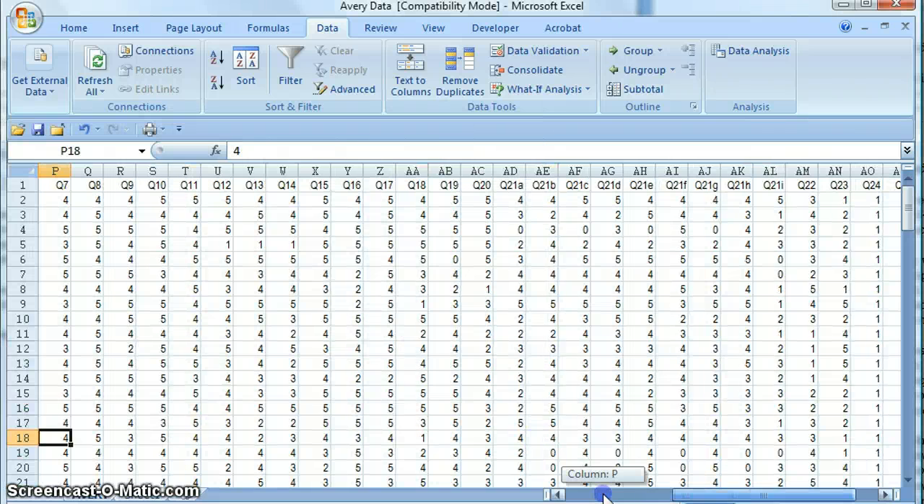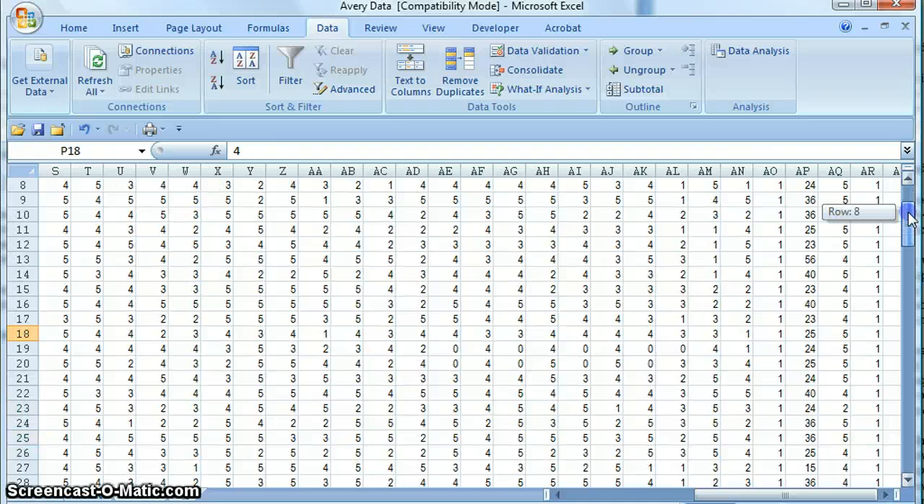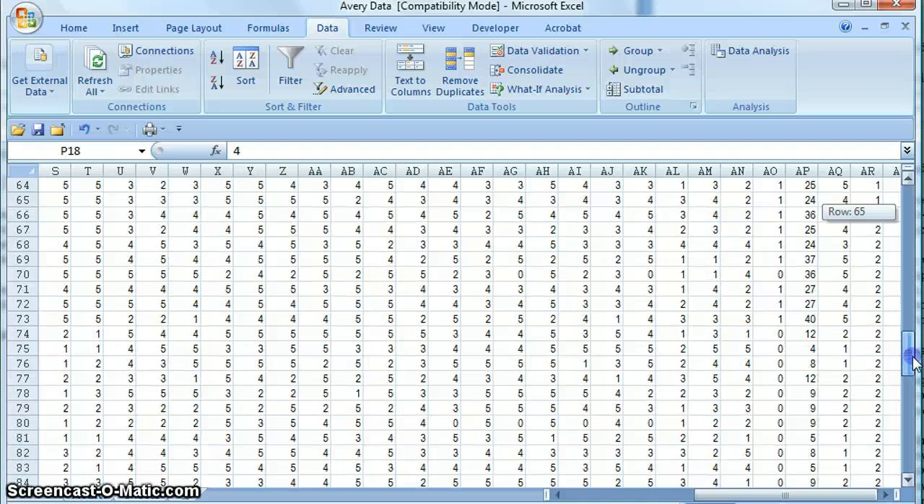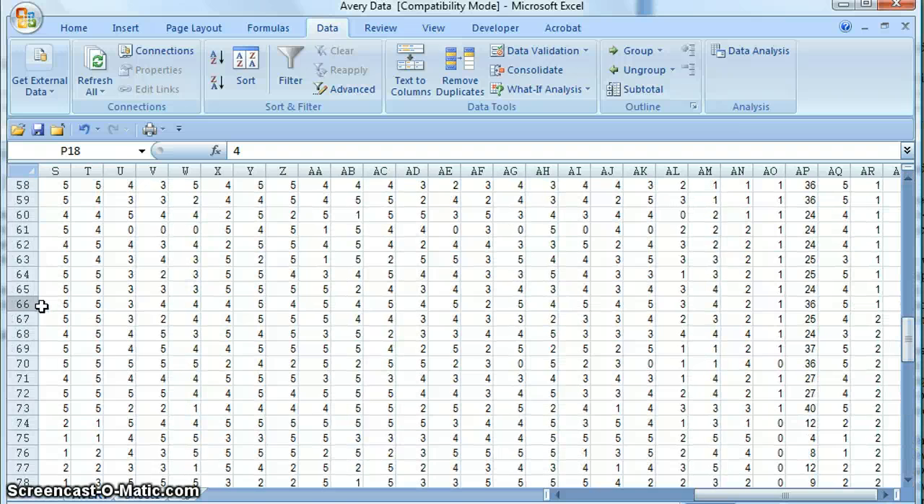So what that has done, if we look over in gender, now all of the men are first, followed by all of the women, so they're ordered. The men are up to row 66.